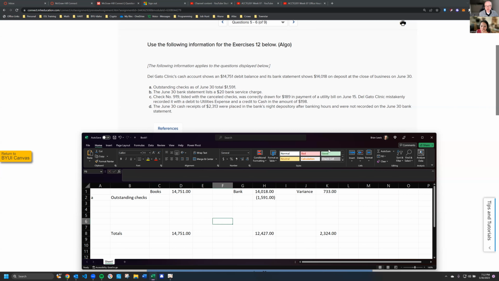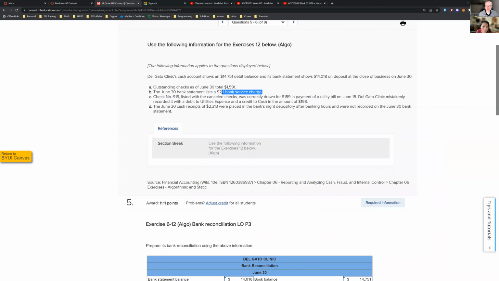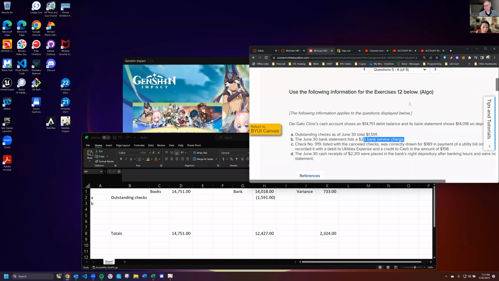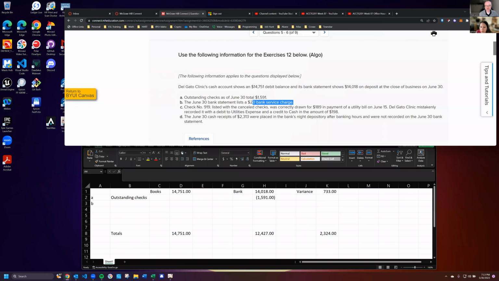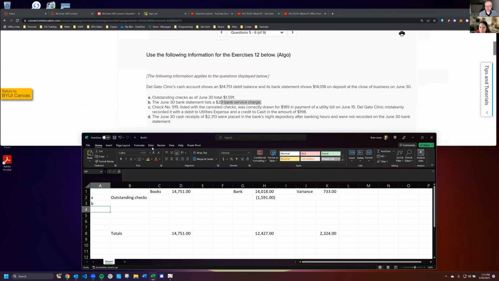Okay, so on B, the June 30th bank statement lists a $20 bank service charge. On this one, it's going to be a deduct: bank service charge. Let me get this back to a state that I can actually go back and forth on it. There we go. This will help out a little bit.